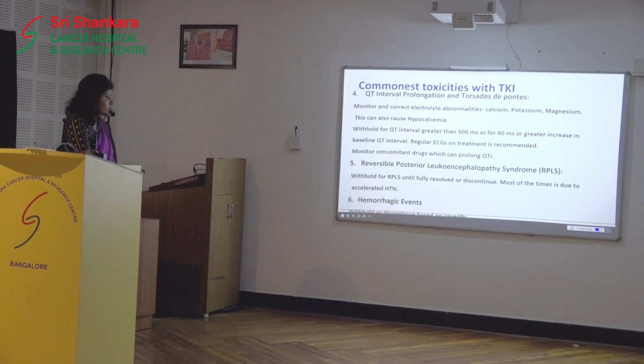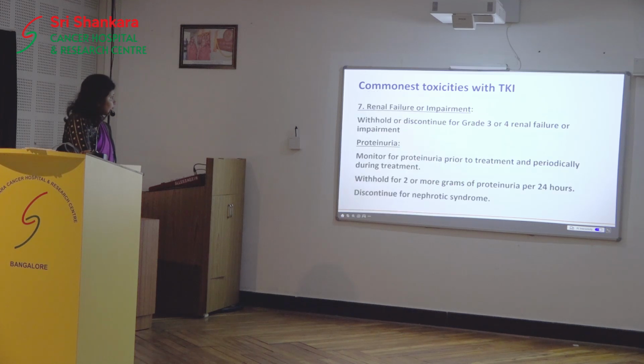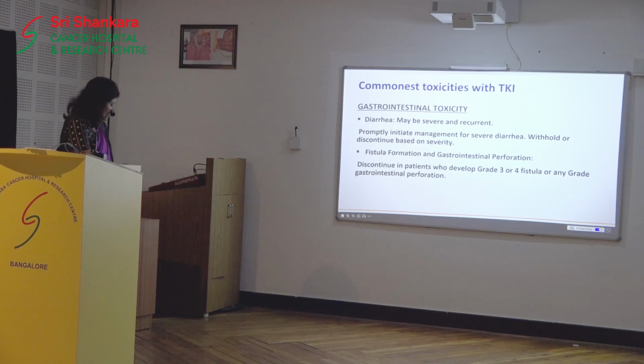Hemorrhagic events: withhold or discontinue based on severity. Renal failure or impairment: they can cause grade 3 or grade 4 renal failure, withhold or discontinue. Monitor proteinuria. This is again to be monitored regularly as per the product description for this anti-VEGF tyrosine kinase inhibitor. With more than 2 grams per 24 hours proteinuria we need to withhold. And for nephrotic range proteinuria, that is more than 3 grams per 24 hours, we need to permanently discontinue.